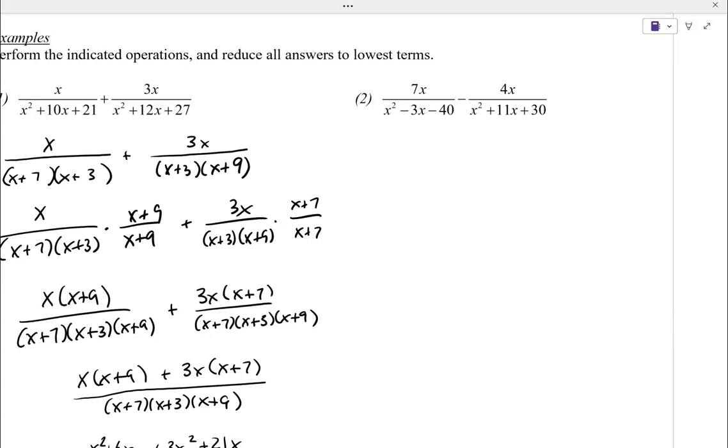Yeah, you got to factor, right? Factor the denominator. You got to find that common denominator. All right, so let's factor each of our denominators. How does that first denominator factor? Good.